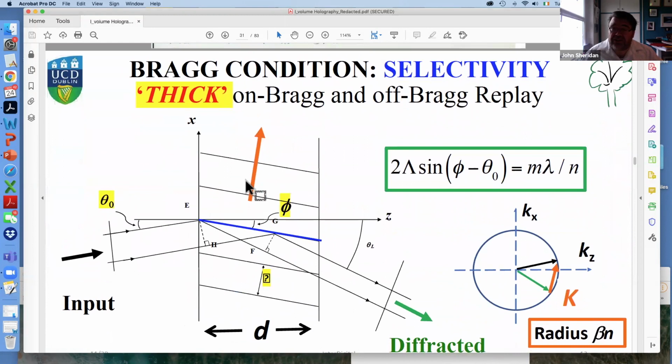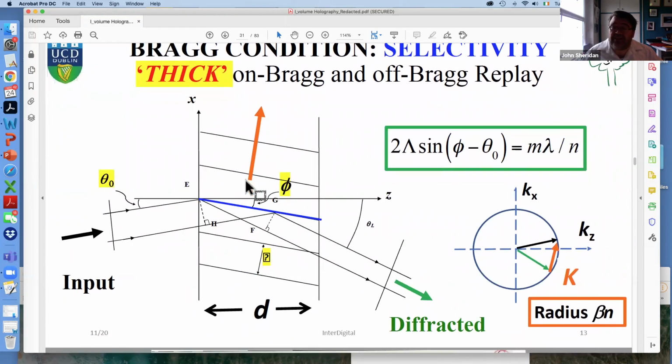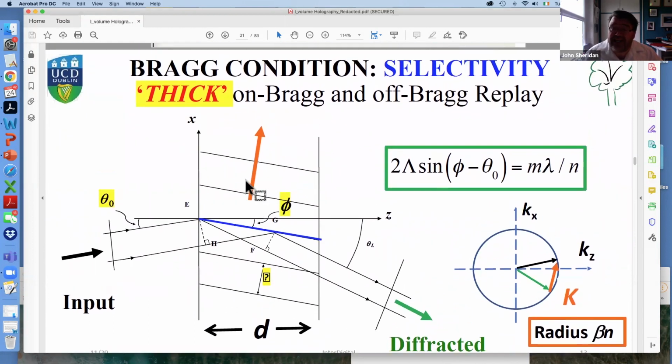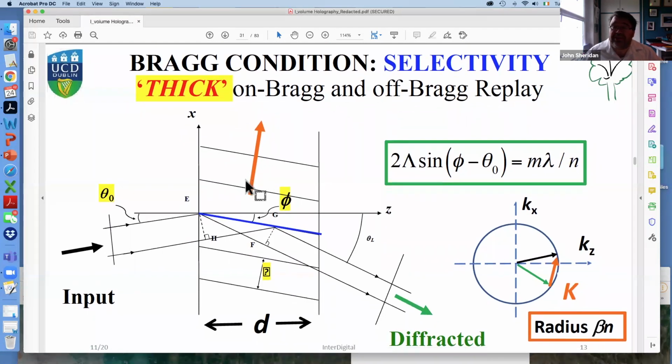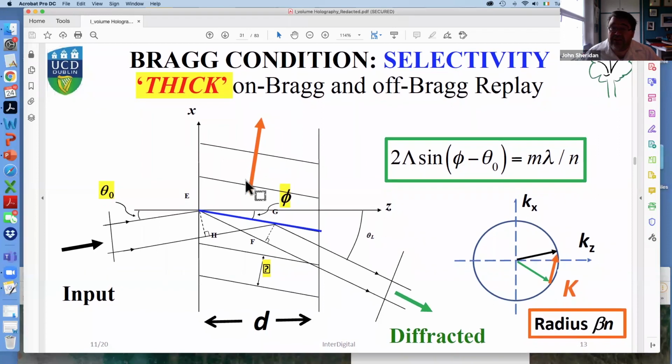The Bragg condition, however, tells us something about selectivity. It still does not tell us anything about the power in the diffraction orders, but it tells us about a possibility. The Bragg condition and the existence of on-Bragg and off-Bragg replay are fundamentally involved in this idea of thick gratings. So we're getting there, okay?